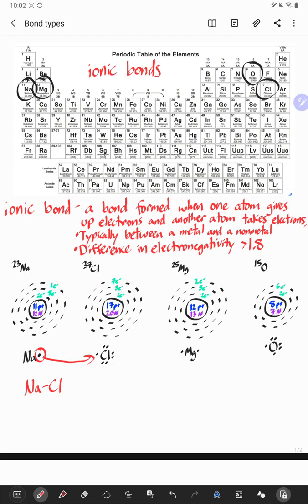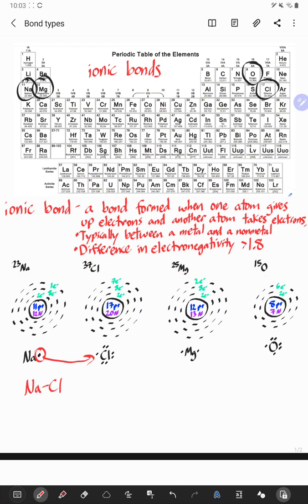So let's look at another example here. We've got magnesium and oxygen. Magnesium has 2 valence electrons. It's in the second column, and oxygen has 6. It's in the 6th column. So what might they do for one another to get to 8 valence electrons? Pause the video and think about it using the Bohr models and/or the Lewis dot structures to figure that out.